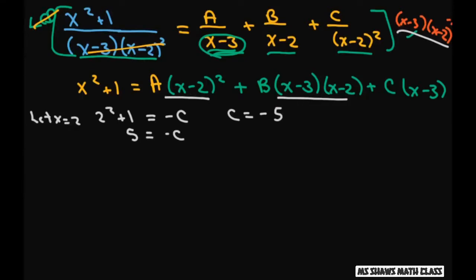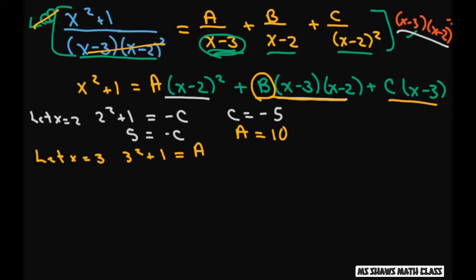Then let's let x equal 3. That's going to be 3 squared plus 1, and it's going to eliminate these two. When you plug in 3, you're just going to get A. So A equals 10.